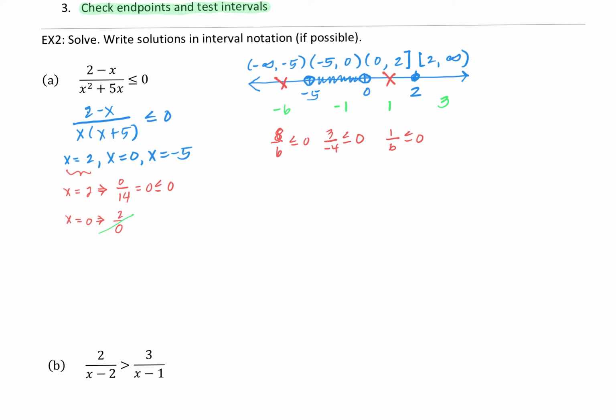And then in our last interval, we have 3. 2 minus 3 is going to be a negative 1 over 9 plus 15, so that's 24. Negative 1 over 24, is that less than or equal to 0? Yes. I can use anything greater than 2, and actually 2 as well. So my solution will be negative 5 to 0 with parentheses, union, bracket, 2 to positive infinity.